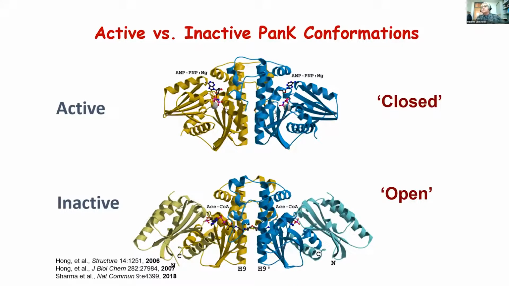All PAN-K proteins have the same overall configuration, with 2 complete peptides interacting to form a dimer along the length of helical structures running down the middle of this diagram here. Now, the lower panel shows an open configuration, and this is the structure of the PAN-K3 protein in the inactive state. You can see acetyl-CoA depicted with a ball and stick structure stretching across the dimer interface, holding the protein open.